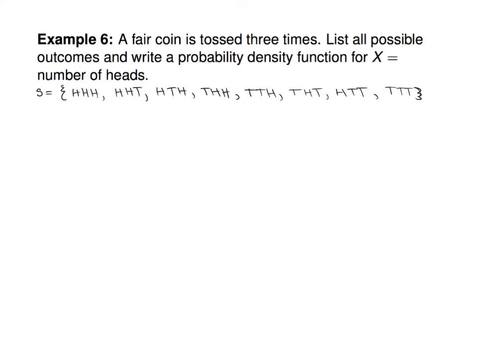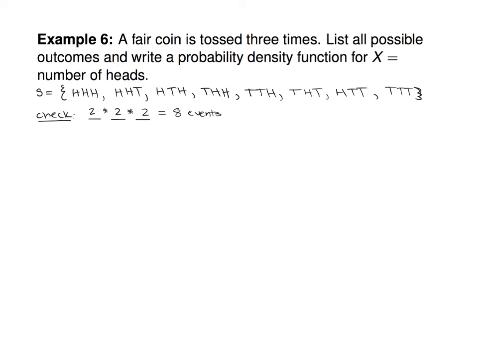And there are 8 things there. And we should just check and see, is 8 reasonable? Well, think about your counting principles. You're tossing 3 coins, 2 choices for the first coin, 2 for the second coin, and 2 for the third. Multiplying those together gives us a total of 8 possible events. So, looks like we got them all.